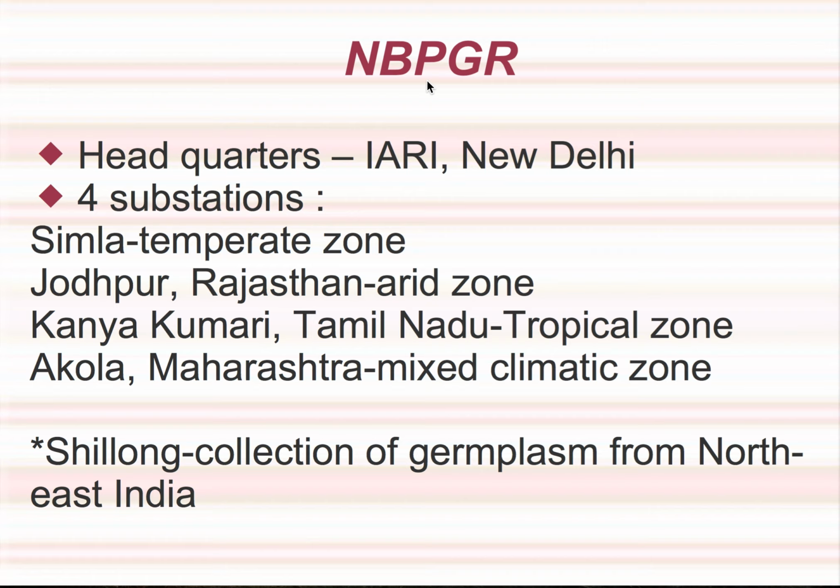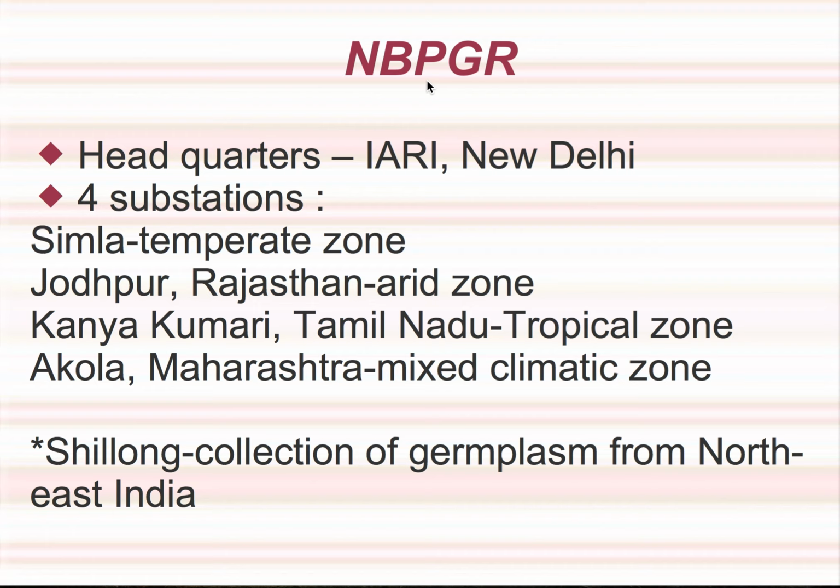They are listed as follows. First one is Shimla in Himachal Pradesh, and it represents the temperate zone, approximately 2300 meters above mean sea level. Next, Jodhpur of Rajasthan, which represents the arid zone, Kanyakumari of Tamil Nadu represents the tropical zone, and Akola of Maharashtra represents the mixed climatic zone. This Akola was recently shifted from Amravati. Previously it was located in Amravati, and now it is shifted from Amravati to Akola.